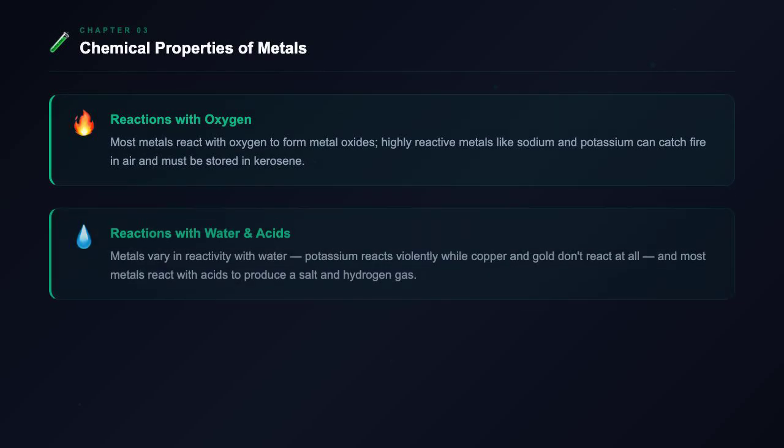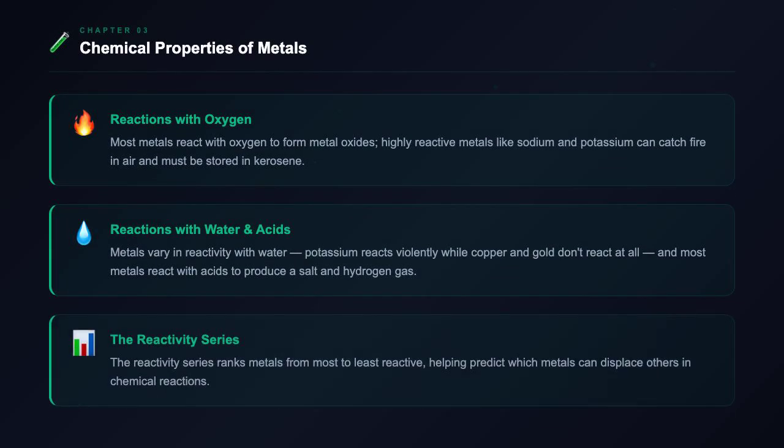Metals have important chemical properties. Most metals react with oxygen to form metal oxides. Some, like potassium and sodium, react vigorously and can catch fire in air. They are stored in kerosene. Aluminium oxide and zinc oxide react with both acids and bases, producing a salt and water. Other metal oxides, like sodium oxide, dissolve in water to form alkalis.